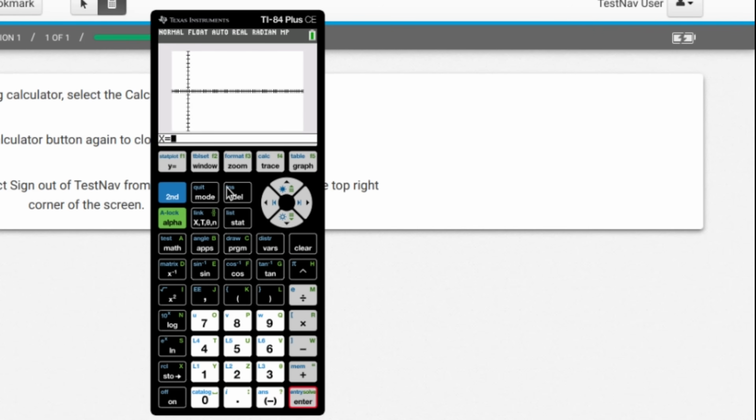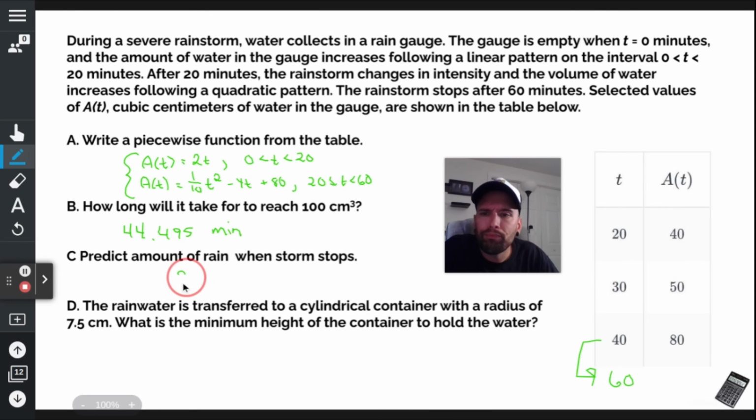So if I do second trace value and type out 60, I get a cool 200. Even though I don't see the graph, I see what I see, and what I see, I don't know why I talk like that, is a nice 200. So 200 cubic centimeters, let's go with it. Oh, look at that. 200 cubic centimeters.